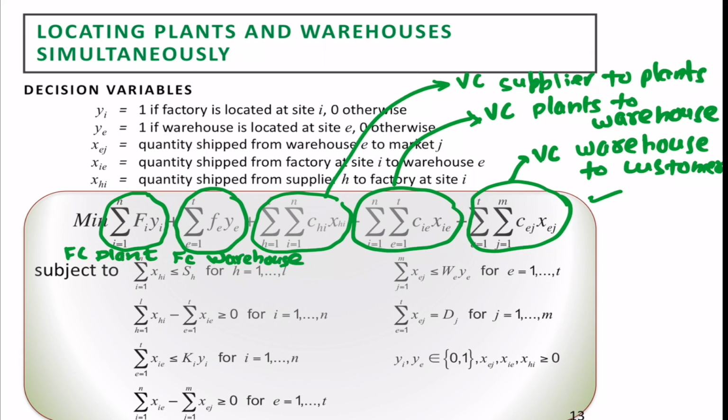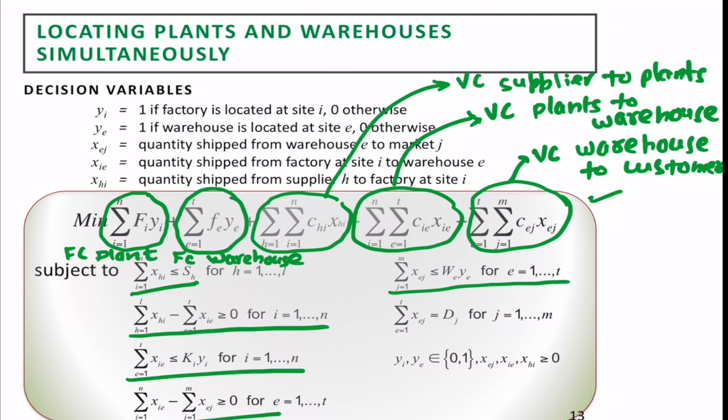Similarly, we have constraints. This one says total which is supplied from the supplier cannot exceed supplier's capacity. Second one says that the amount that is shipped out of a factory cannot be more than the quantity of raw material received. And then we have amount that is produced in the factory cannot be more than the capacity of that factory. This one says the amount shipped out of warehouse cannot be more than the quantity received from factory. Similarly, this one is amount which is shipped from the warehouse cannot exceed the capacity that warehouse has.